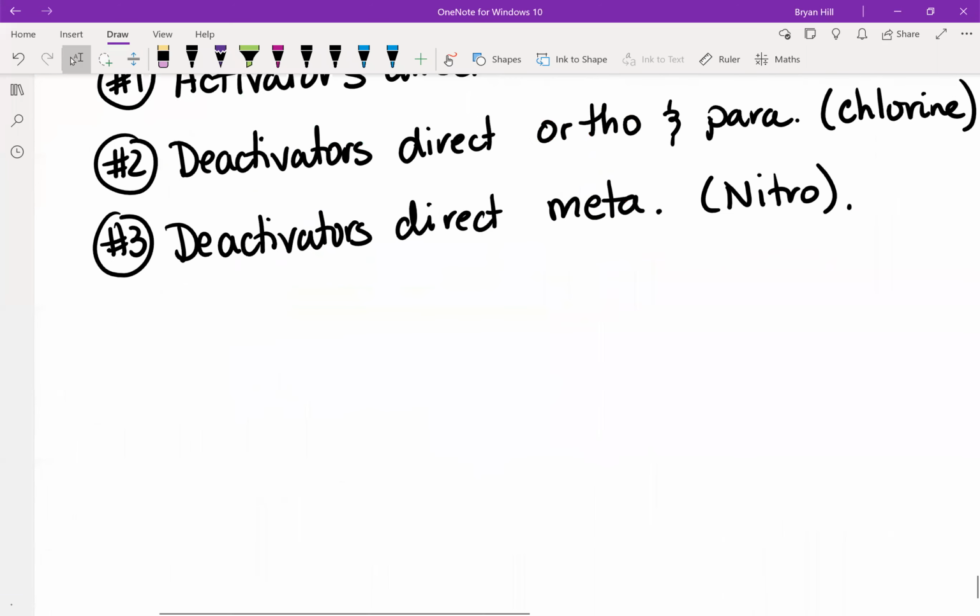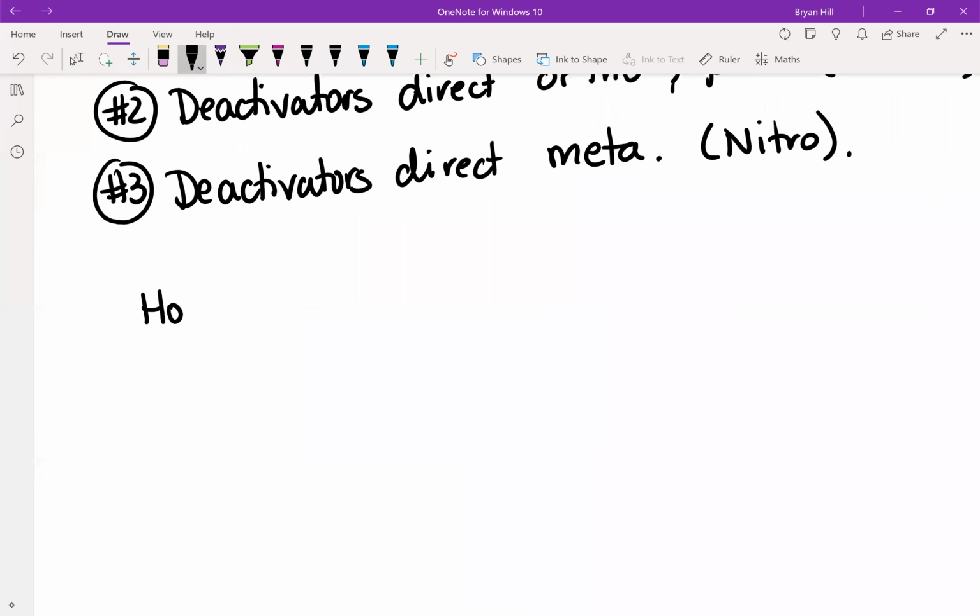Okay, so how do we know? Oh, it sounds like a Whitney Houston song is about to start in my brain here. How do we know? Okay, so the trick we're going to use is basically resonance structures.